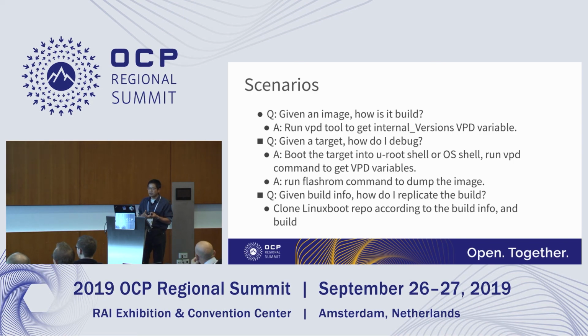Now, given the build information I obtain from the VPT variable, internal version VPT variable, how do I replicate the build? Because it includes all the information, then you just need to clone the LinuxBoot repo and rebuild it. You get everything back.